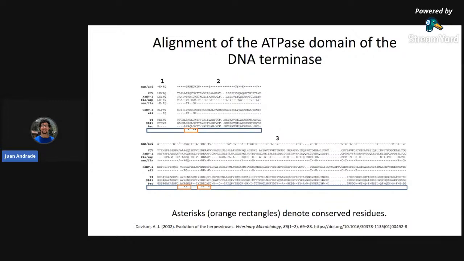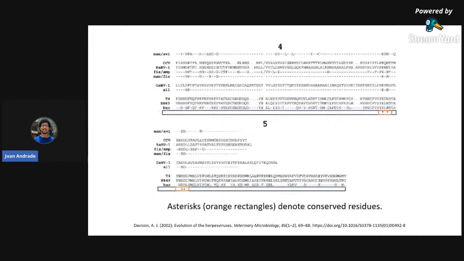So if you try to do an alignment of certain Herpesvirales and certain Caudovirales sequences for this DNA terminase ATPase subunit, you'll see that the number of regions that do have a certain degree of conservation, which is represented in this image by asterisks in the rectangular orange box, is kind of small. And these are just portions of the subunit, not the complete sequence.